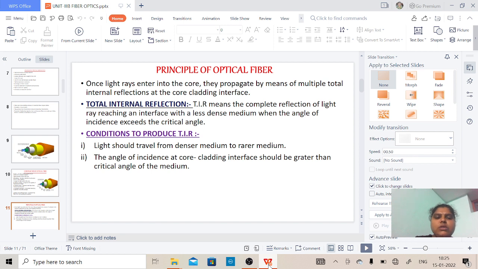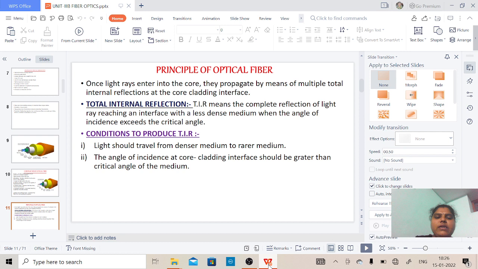So let us see what is total internal reflection. Total internal reflection means the complete reflection of a light ray reaching an interface with a less dense medium when the angle of incidence exceeds the critical angle. So whenever the angle of incidence exceeds the critical angle, when we make light incident on the core medium, then it undergoes complete reflection at the core cladding interface.